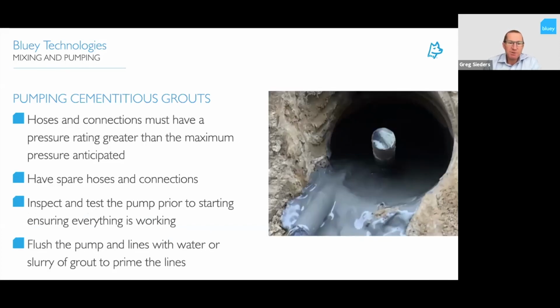With your hoses, make sure you've got the right pressure rating, greater than the maximum anticipated pressure you have for pumping. Have spare hoses and connections. If you have any issues, you can quickly change out a hose and put in a new hose for your pump. Inspect and test your pump prior to starting. Make sure everything is working and all your connections are done properly and in place. And then prime and flush the pumps with water and a grout slurry. This will reduce your pressures in your pumping lines.